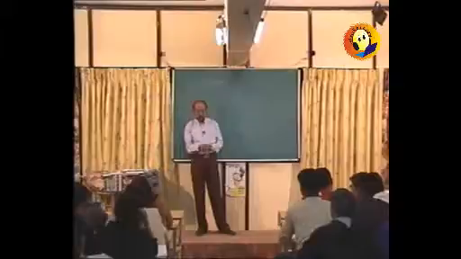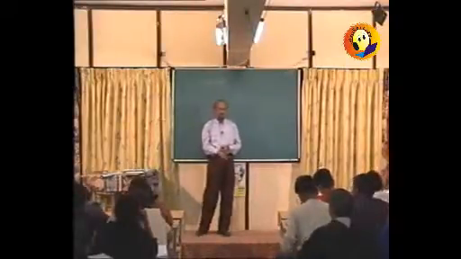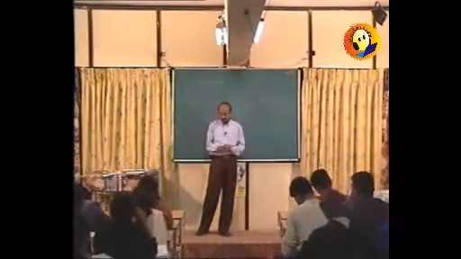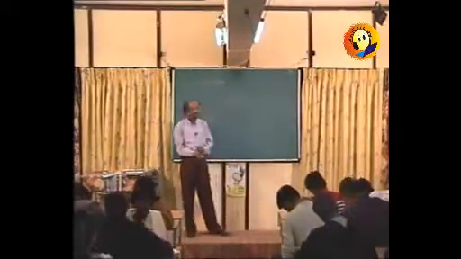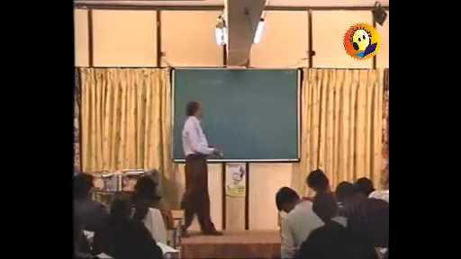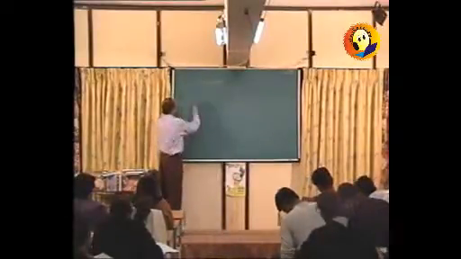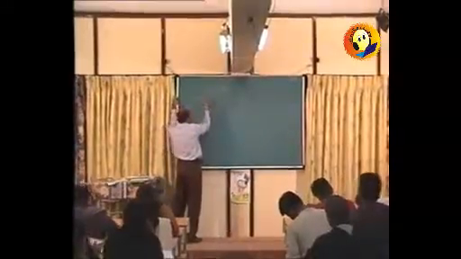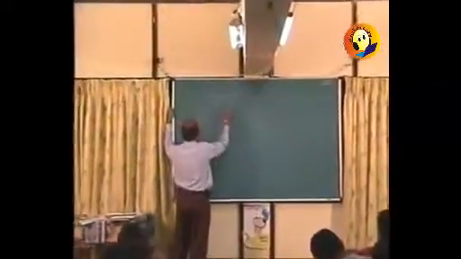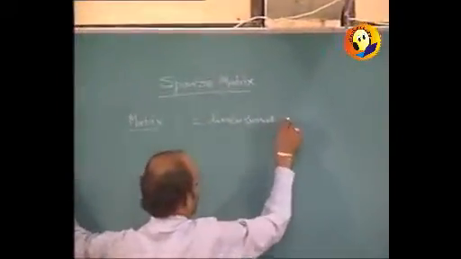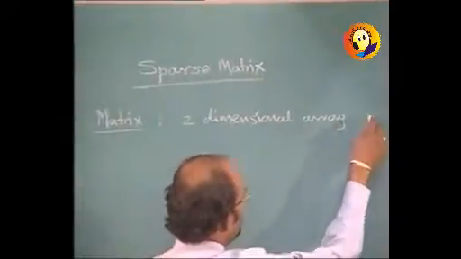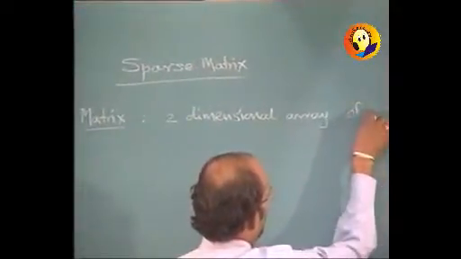We'll start with the first topic in data structures called sparse matrix. Before that, we will just revise the concept of a matrix. Matrix is nothing but a two-dimensional array. It is a two-dimensional array of elements.